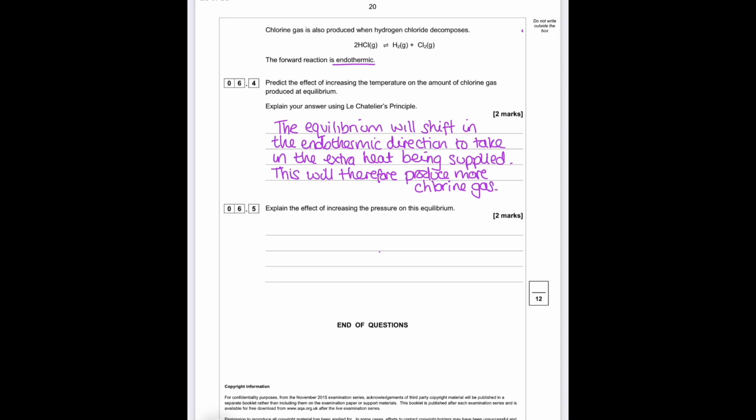Now, for the next part of the question, it says explain the effect of increasing the pressure on the equilibrium. Now, the pressure is down to the number of moles of gas on either side of the equilibrium. So if we look on the reactant side, we have 2 moles of gas. If we look on the product side, we've got 1 mole of hydrogen plus 1 mole of chlorine. So we also have 2 moles of gas. So because the number of moles of gas is the same on both sides of the equilibrium, increasing or decreasing the pressure will not impact the equilibrium.